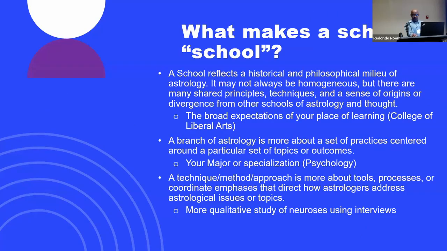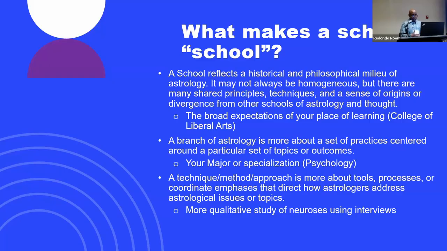Now, I'm going to make a distinction. I'm not sold on my analogy. Again, I'm not going to read everything on this slide, but there is a question: what constitutes a school? I'll give you just the first sentences. A school reflects a historical and philosophical milieu of astrology. It may not always be homogeneous, but there are many shared principles in other parts of it.